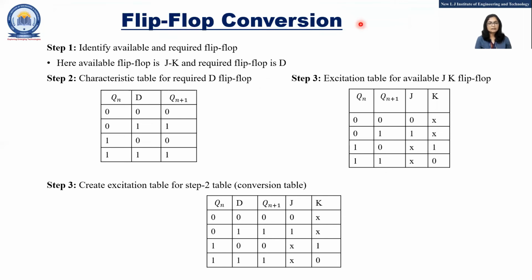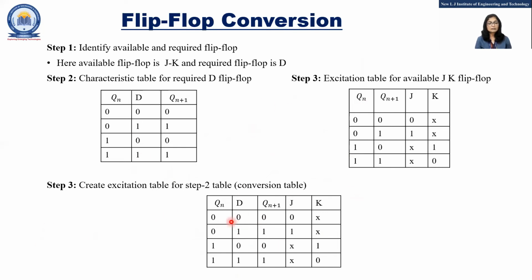Fine. Now in the third step, write the excitation table for the available flip-flop. Available is JK, so for that we will write the excitation table. And similarly, in step 3 only, we have to create an excitation table for the step 2 table. So these two tables come in step 3 only.